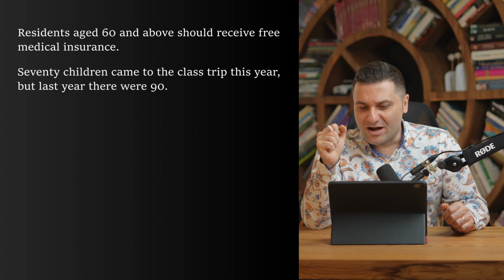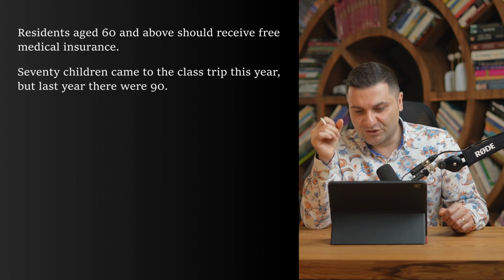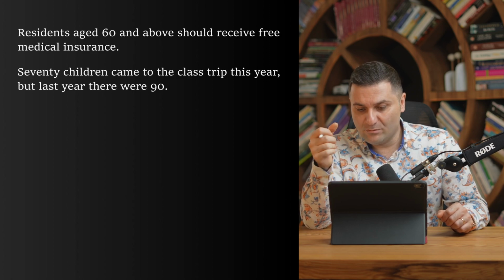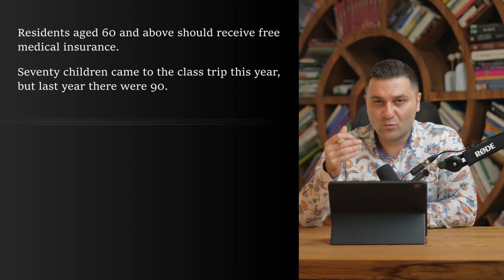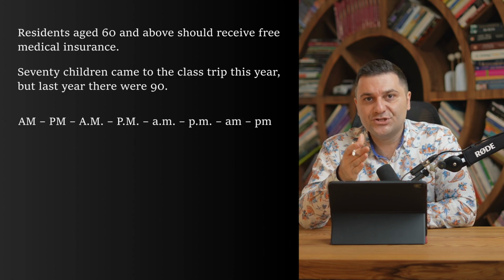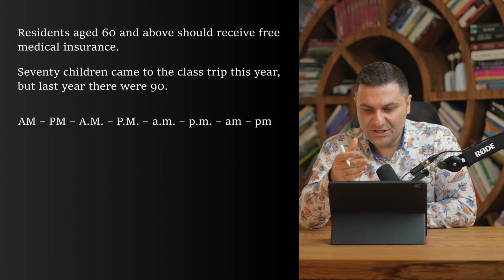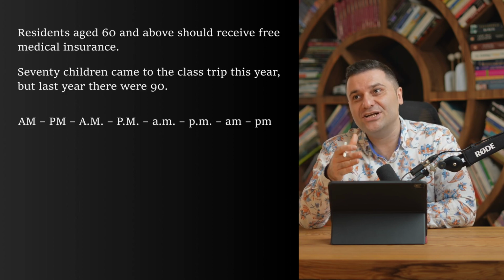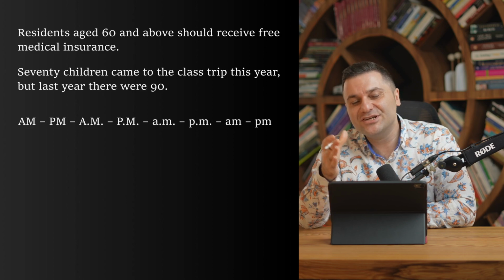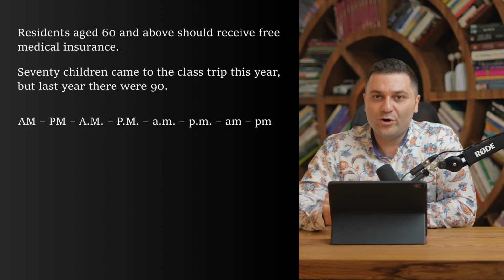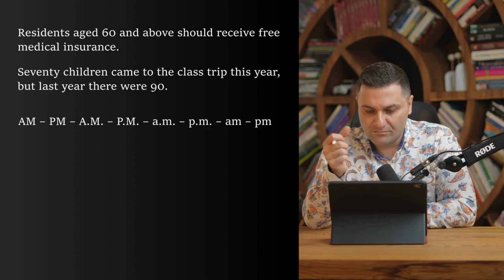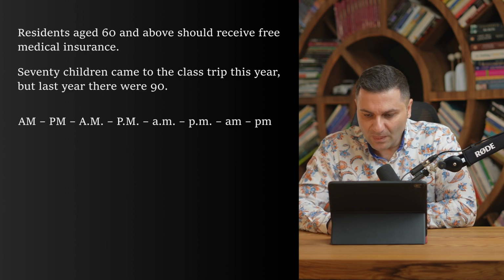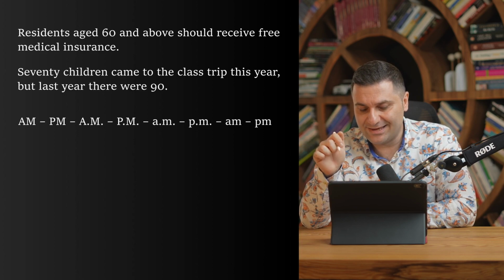Now let's talk about times. We use numerals for the time of the day, and AM or PM is also written. AM and PM can be written differently, for example, AM or PM, or a.m. and p.m. with dots, or not in capital letters, like am or pm. So there are 4 ways to write AM and PM.